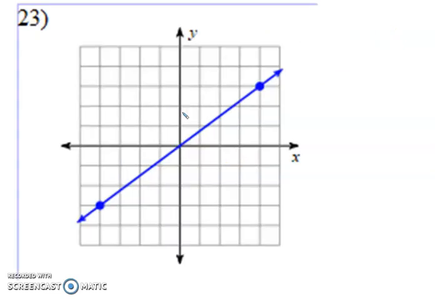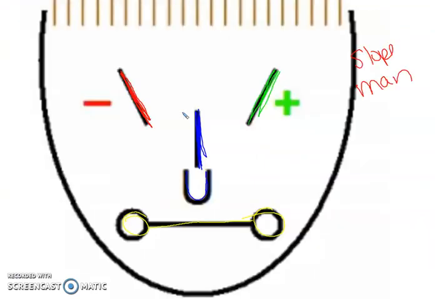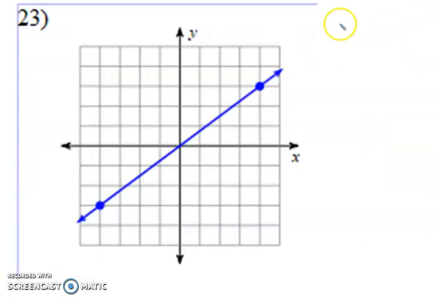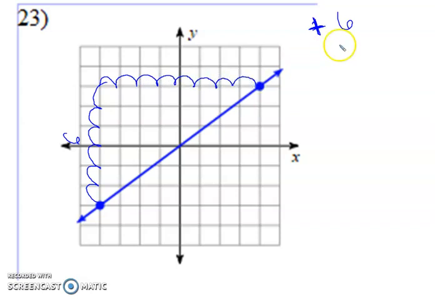Look at 23. And then look at your slope man again. Negative, positive, undefined, or 0? Positive. So let's go from dot to dot. 1, 2, 3, 4, 5, 6. I forgot to write my plus, but I'll write it now. I went up 6, and then I went over 1, 2, 3, 4, 5, 6, 7, 8.